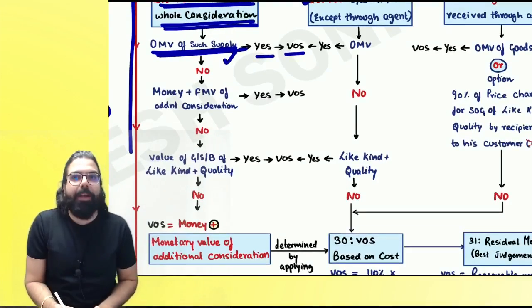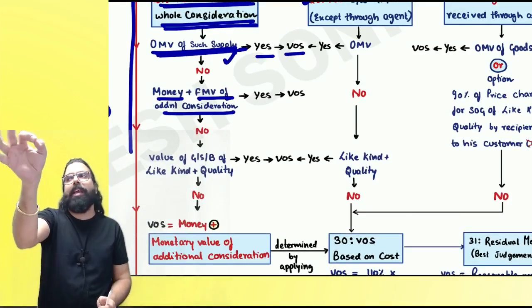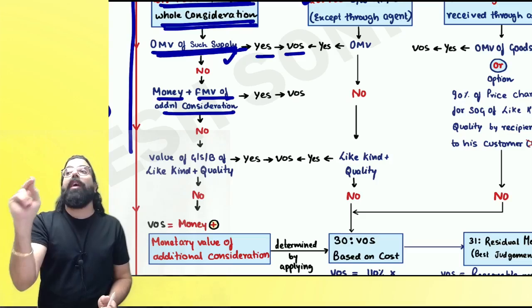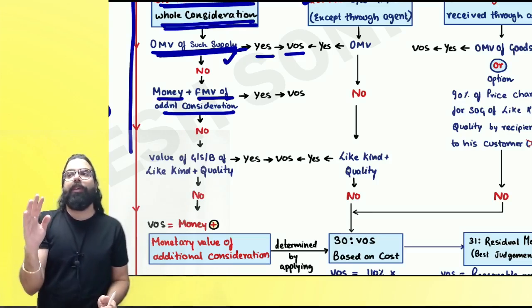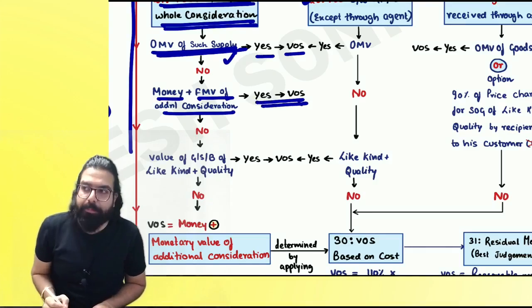The next one, open market value is not there. Then money plus fair market value of additional consideration. He gave me 5,000 rupees plus the watch, whose fair market value is supposedly 4,000 rupees. Then what is the value of my supply? 9,000 rupees. Are we clear? That will become the value of supply.